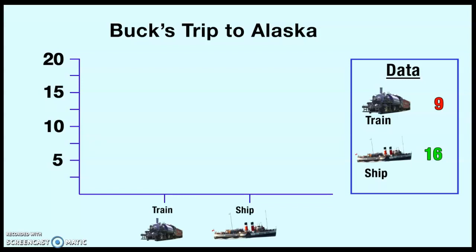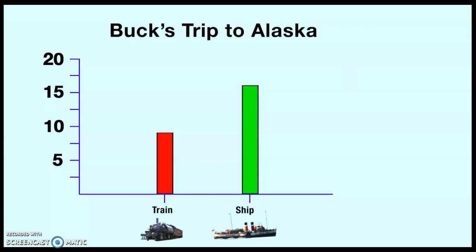Now we can put this information, our data, on the bar graph. Let's start with Buck's travels by train. He traveled 9 days on the train, so the bar goes up to 9. Buck spent 16 days traveling by ship, so the bar goes up to 16.